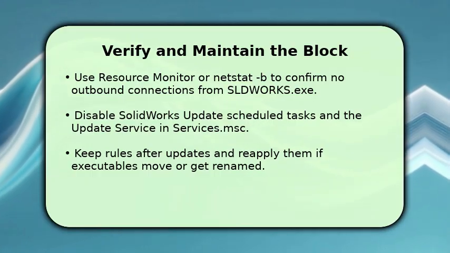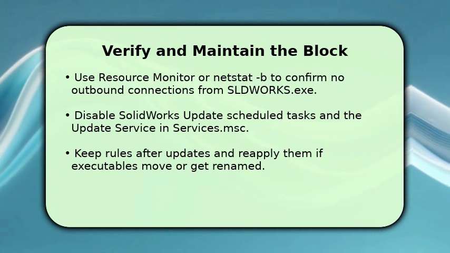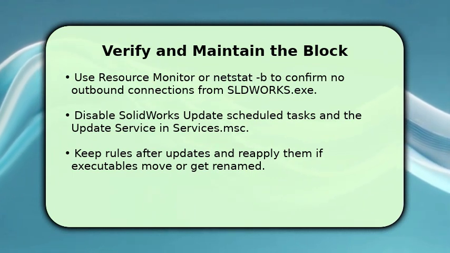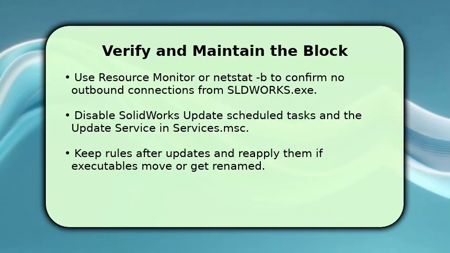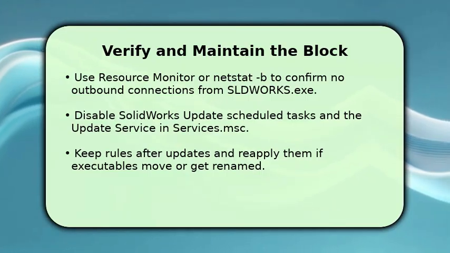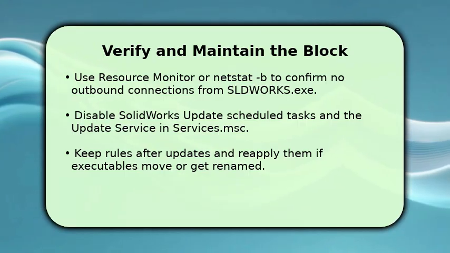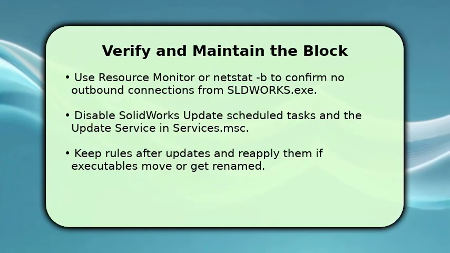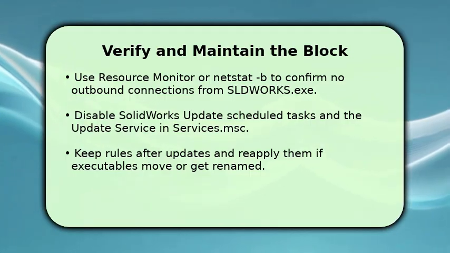Open services.msc and stop or disable the SolidWorks update service, and also delete or disable any scheduled update tasks. If SolidWorks updates change executable names or paths, reapply or edit the firewall rules. This firewall approach is the only reliable way to fully stop internet access.